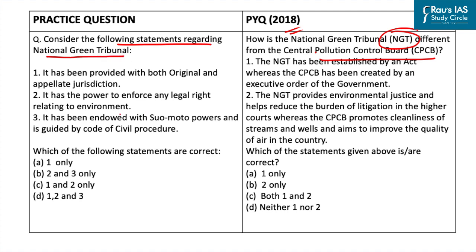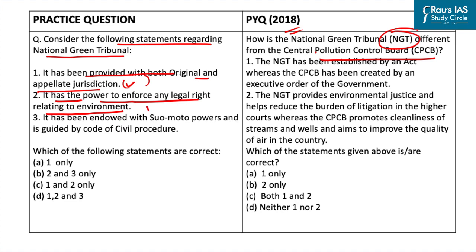A practice question in this regard can be framed, and it says, consider the following statements regarding the National Green Tribunal. The first statement here is, it has been provided with original and appellate jurisdiction. Now this statement is correct, as the National Green Tribunal is a specialized body that was set up under the National Green Tribunal Act of 2010 and has both original and appellate jurisdiction.